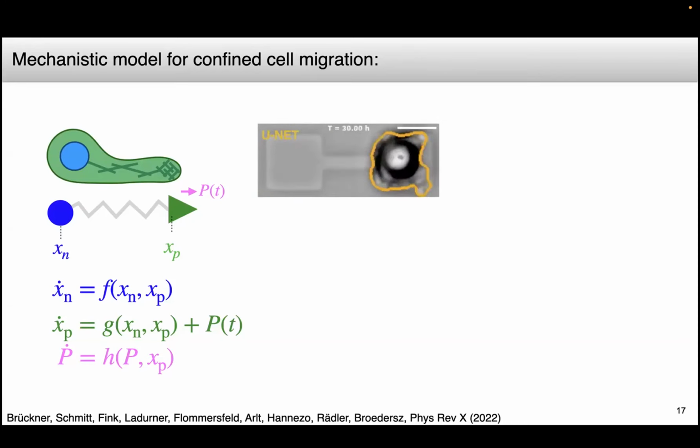And these functions, little f, g, and h, that's where all the biophysics is. This is what couples all these degrees of freedom. Also note here that the role of the polarity dynamics in this model is to drive the protrusion coordinate. This really generates the active force that drives the protrusion coordinate.